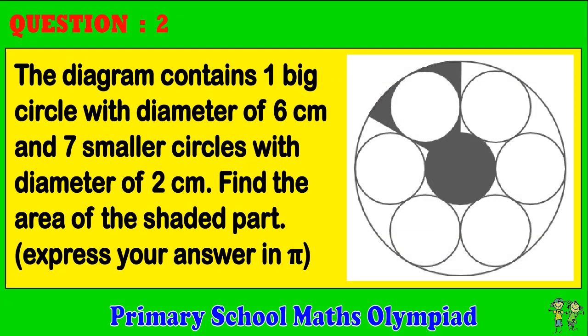Question 2. The diagram contains one big circle with diameter of 6 cm and 7 smaller circles with diameter of 2 cm. Find the area of the shaded part. Express your answer in pi.